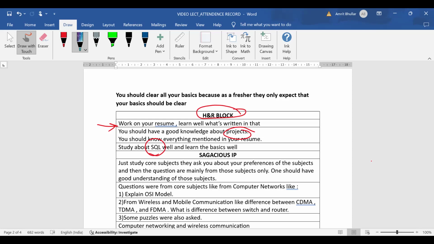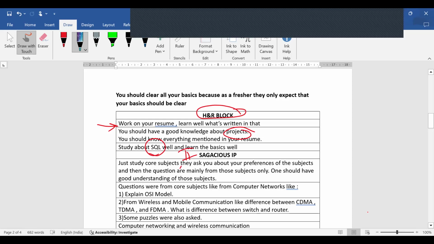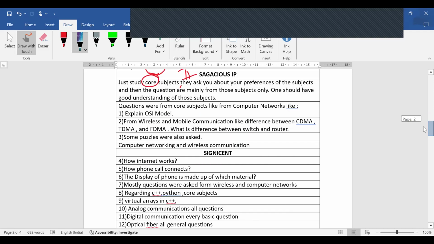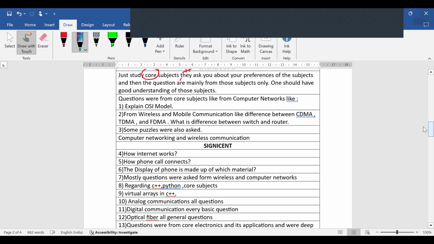Now we come to our second company, that is Sagacious. You just have to study the core subjects. They ask you about your preferences of the subjects, and then the questions are mainly from those subjects only. Once you have a good understanding of those subjects, the questions will be manageable. Firstly, we will discuss computer networks. They ask you to explain the OSI model.